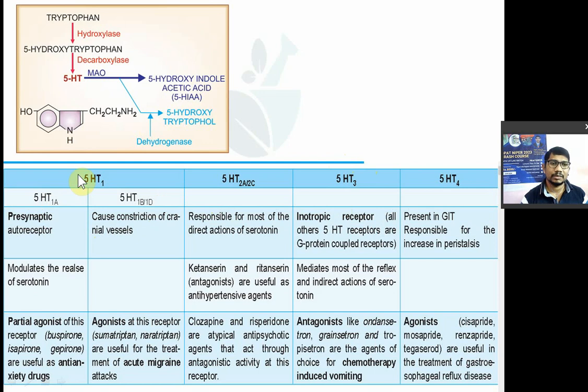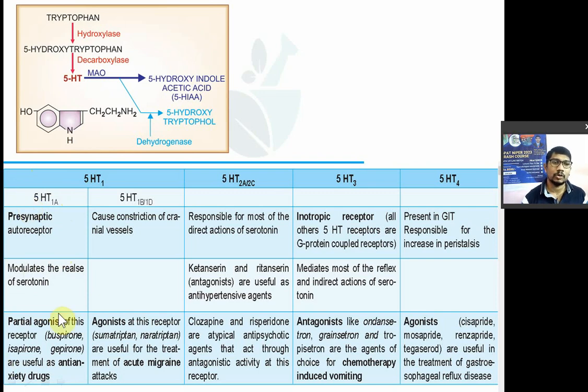So first is the 5-HT1 receptor. In that, the 5-HT1A subtype is located in the presynaptic neurons and it is a kind of autoreceptor. 5-HT1A जो होता है presynaptic neuron में होता है, ये autoreceptor होता है, इसका function होता है to control the release of 5-hydroxytryptamine or serotonin. So that is the function of 5-HT1A in the presynaptic neuron.